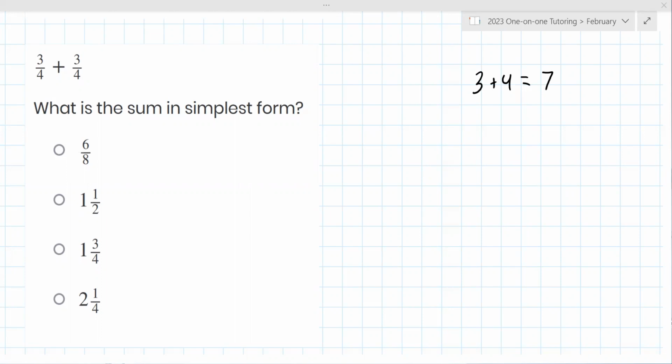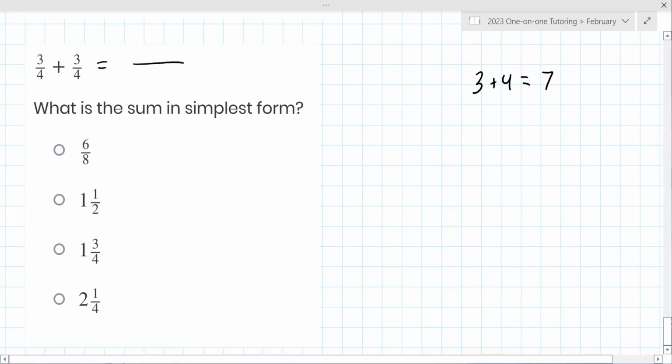Yeah. Okay, so you're going to add the top numbers, okay? And then you're going to keep the bottom numbers. So add the top numbers. 6 over 4. Good. Okay, now, do you see how none of these answers are there?